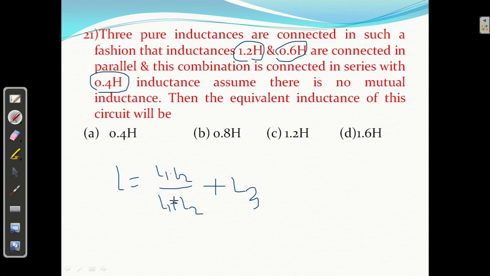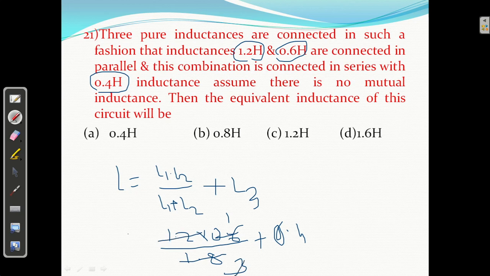That is the answer. So L1 into L2, 1.2 into 0.6 upon 1.2 plus 0.6, that is 1.8, plus this combination in series with L3, which is 0.4. So 0.4 plus 0.4 is 0.8. 0.8 is the correct answer. B is the correct answer. Clear? So in this way you can solve it.